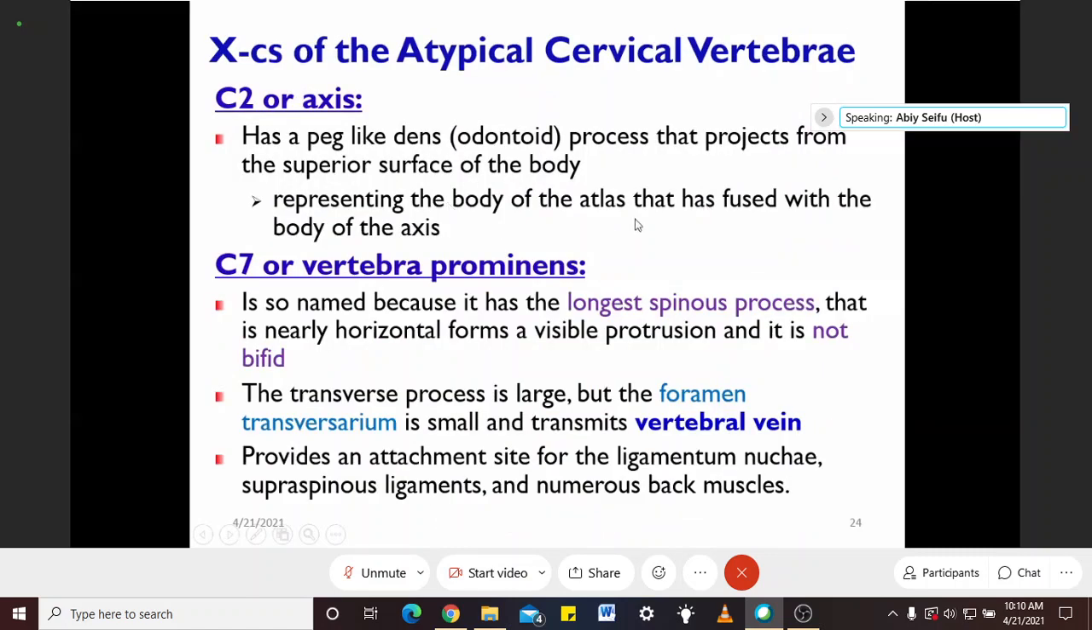Now the other atypical cervical vertebra is C7, which is also called vertebra prominens, because it has the longest spinous process, which lies almost horizontally, and which is easily palpable, and serves as a landmark to find and locate those vertebrae.